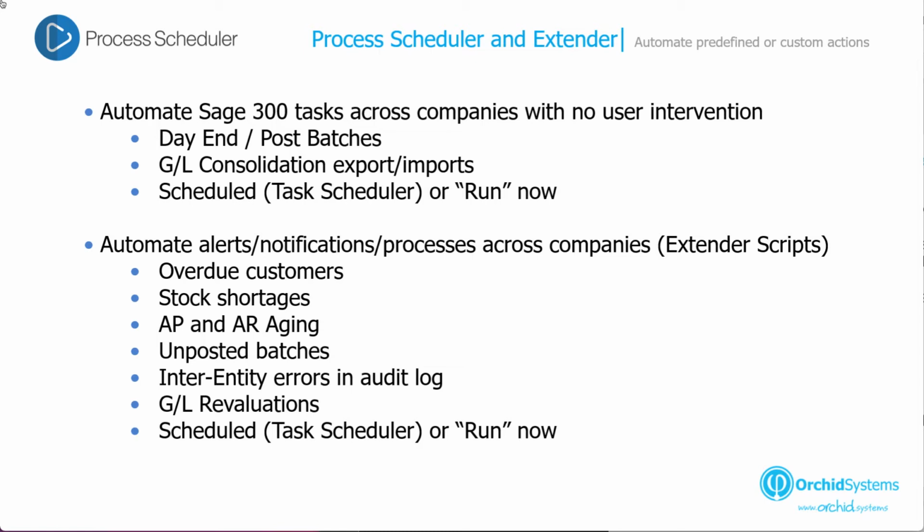And you can, even with a custom table, schedule GL revaluations by storing the way you run your revaluations in the custom table and then by populating the GL revaluation with your preferences and running company by company. And these Extender scripts or automated alerts and notifications can either be scheduled using the Windows Task Scheduler or by clicking Run Now on the schedule if you don't have a predetermined date and time that you need to run them.